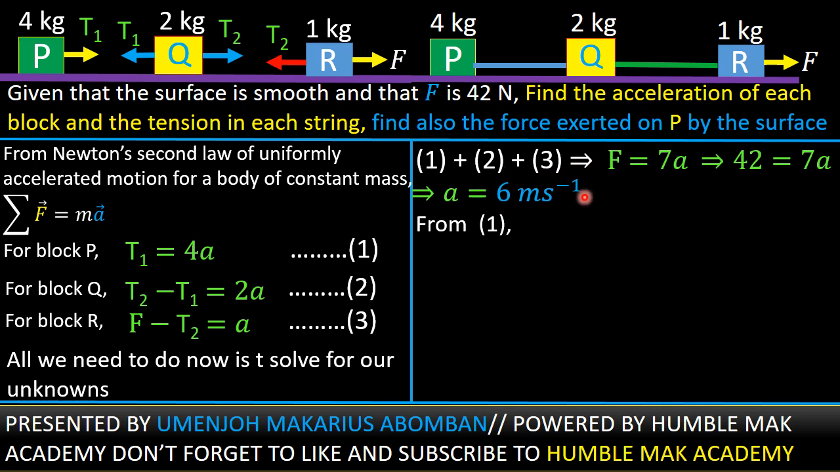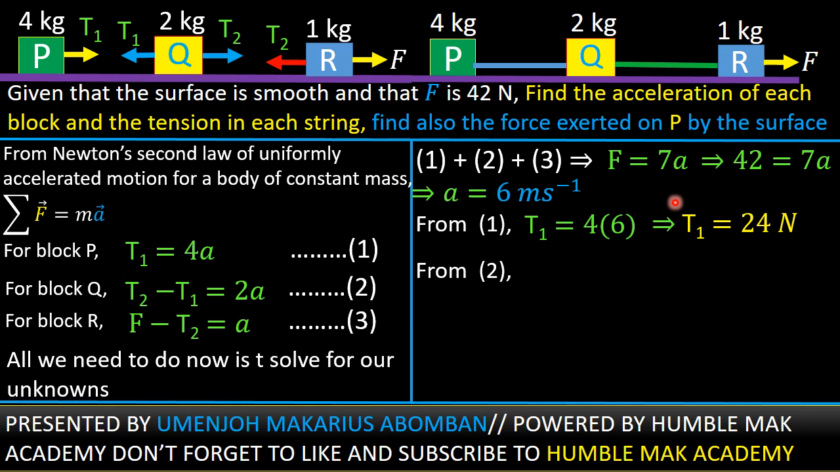Not per second, please. Per second squared. All right. So from equation 1, guys, we can say that our T1 is equal to what? 4 times a, which is 6. That therefore implies our T1 becomes what, guys? 24 newtons. Since the tension is a force, it has a unit of newtons.